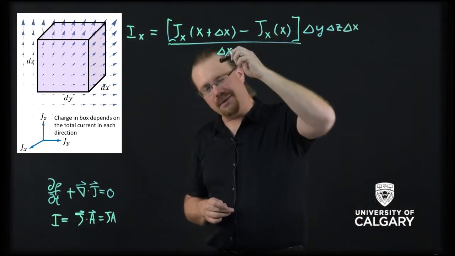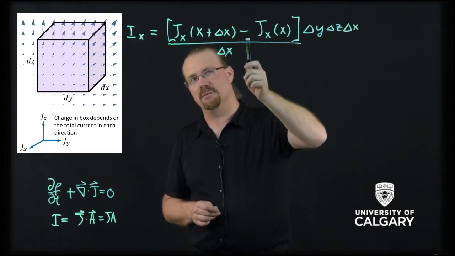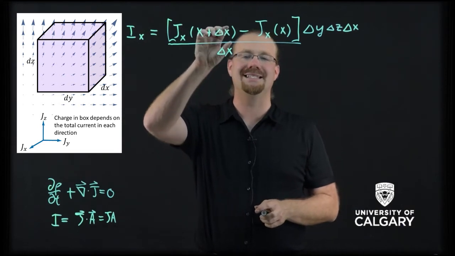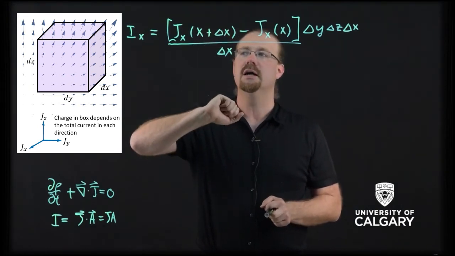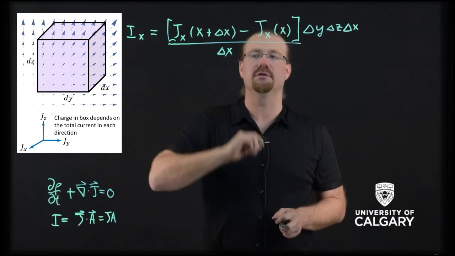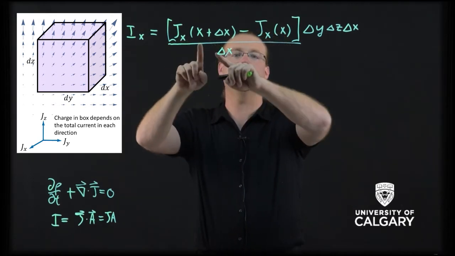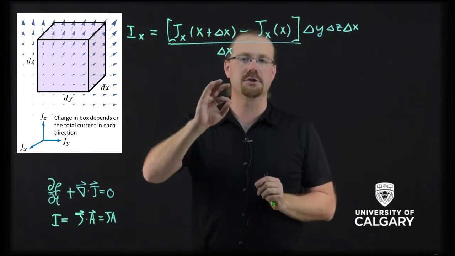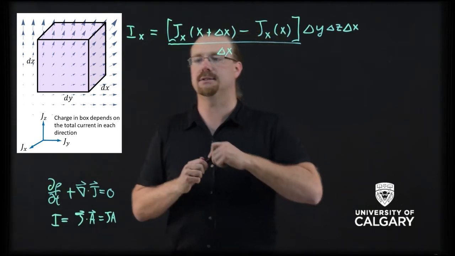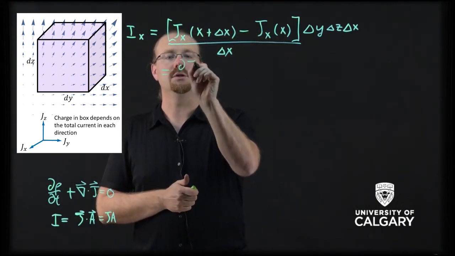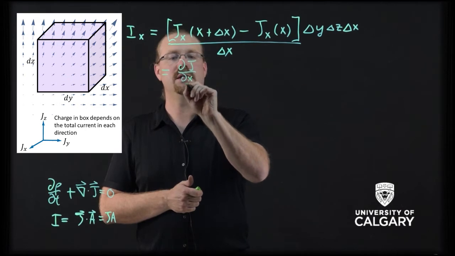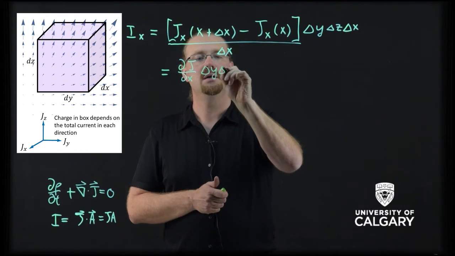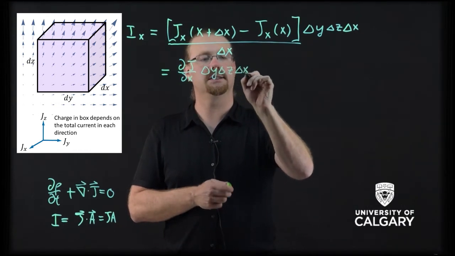Now, this should really be reminding you of something from a class you've taken before, but let's make it even more explicit, and we'll take the limit as delta x gets smaller and smaller. And of course, this has now become a derivative. Specifically, since J is a function of x and y and z, although I suppress the y and z, what we've just done is we've taken the partial derivative of J with respect to x. So this is equal to the partial derivative of J with respect to x, times delta y, delta z, delta x.